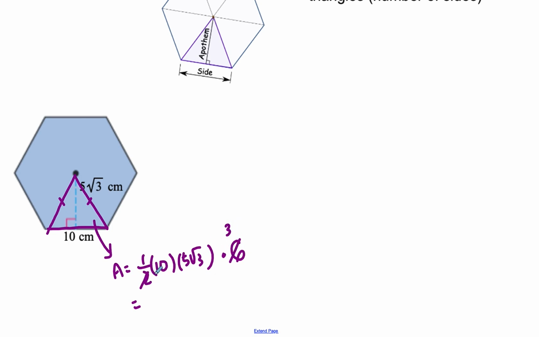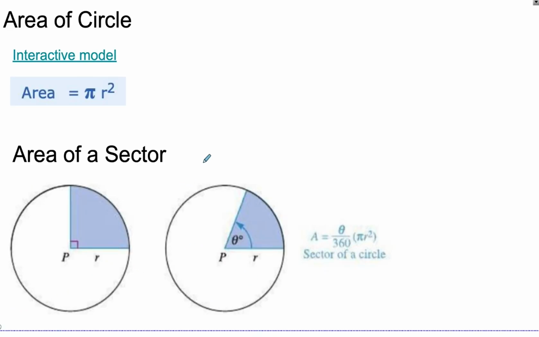In multiplication, I can use the commutative property. I can do 1/2 times 6, which is 3. 3 times 5 times 10, 150 square root of 3. What's the unit? Square centimeter. So simple, right? Okay, now we can move to a circle.